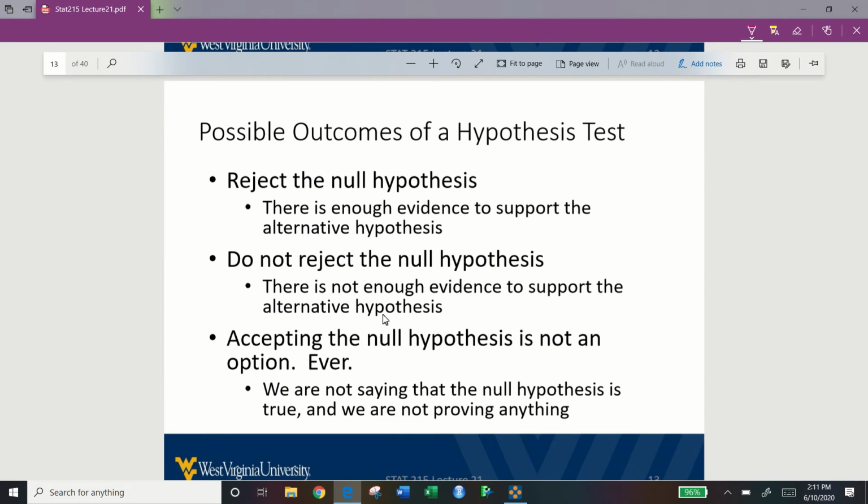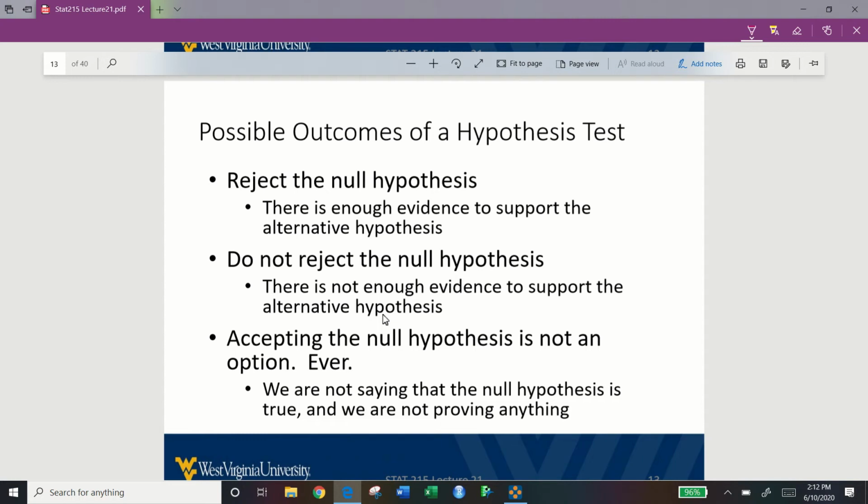So for us, when we are conducting a hypothesis test, we have really just 2 options for conclusions. We reject our null hypothesis, which means that there is enough evidence to support the alternative hypothesis, or we do not reject the null hypothesis. This means there is not enough evidence to support the alternative hypothesis. In our ingot example, we did not reject the null hypothesis because there was not enough evidence to say that the new method was significantly better than the original method.